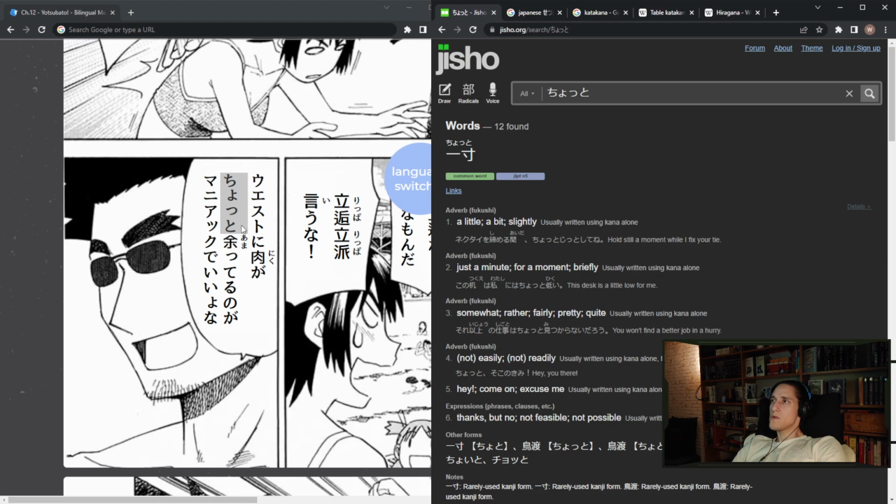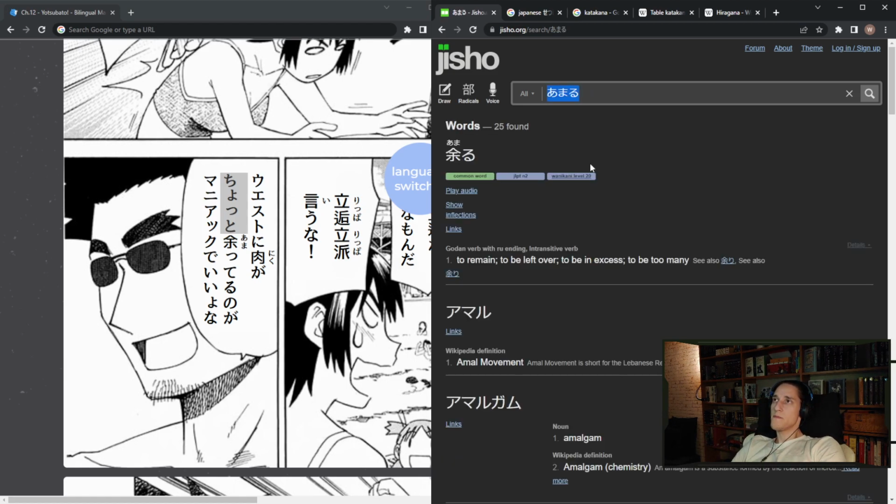So, chotto amatte iru. So, amaru. I guess it's going to be double enter. Amaru. To remain. To remain, to be left over, to be in excess, to be too many. What was the quote from Batman versus Superman? The last martini was too many. I don't know, it just reminded me of this.